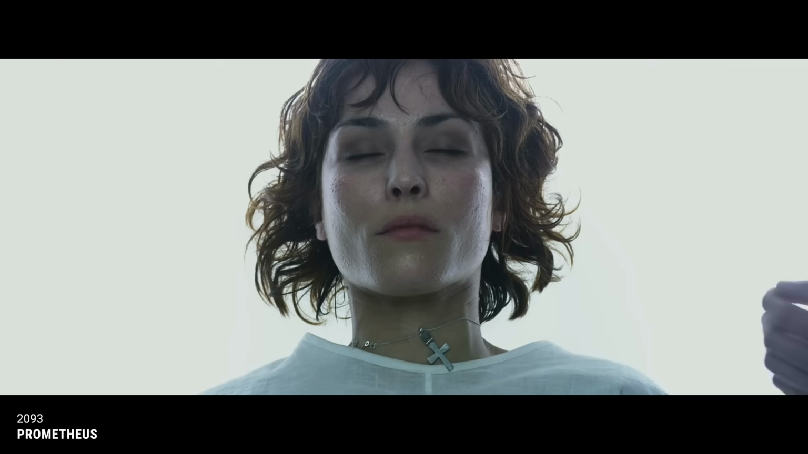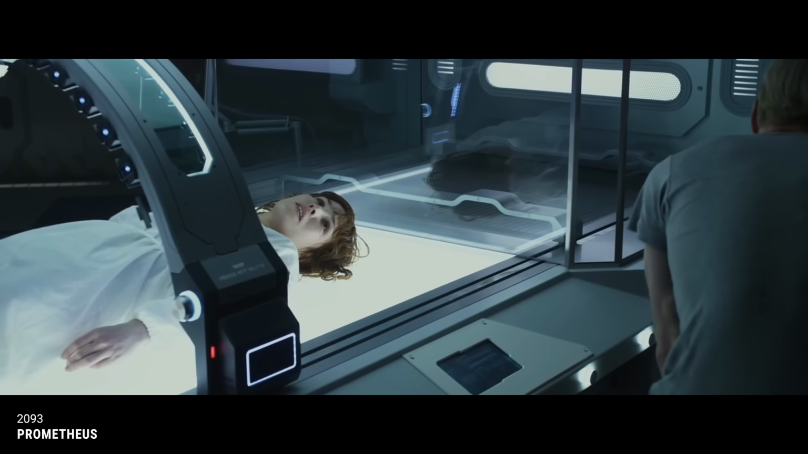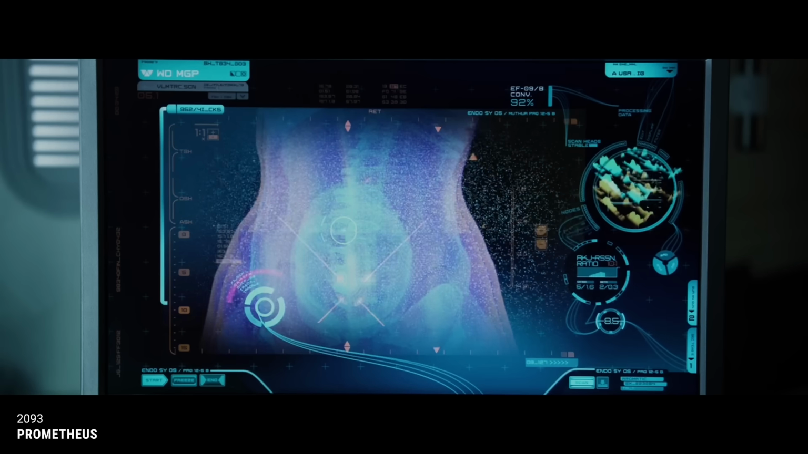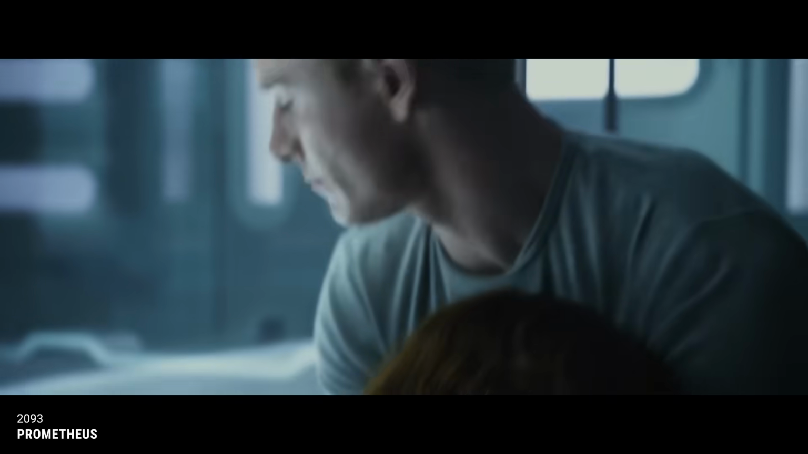Later that day, David gives Shaw some troubling news. She appears 3 months pregnant. Of course, only 10 hours after intercourse, that would be impossible for a human fetus. David gives her an injection to make her sleep.